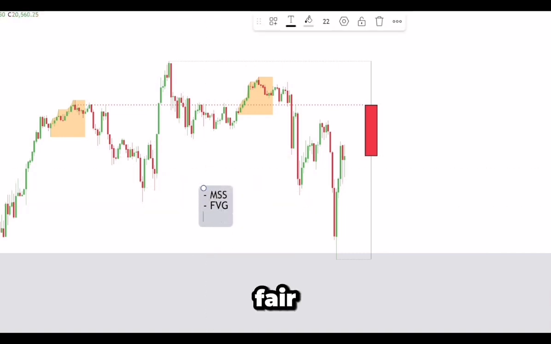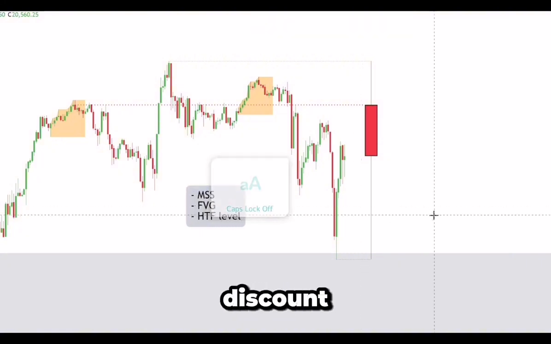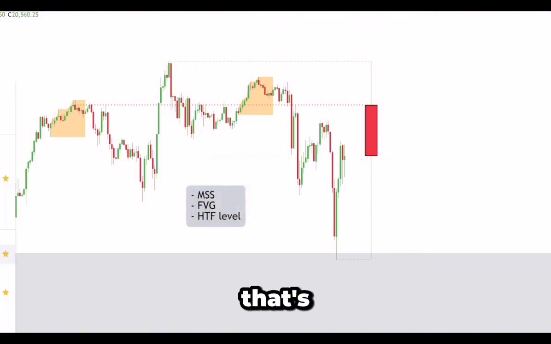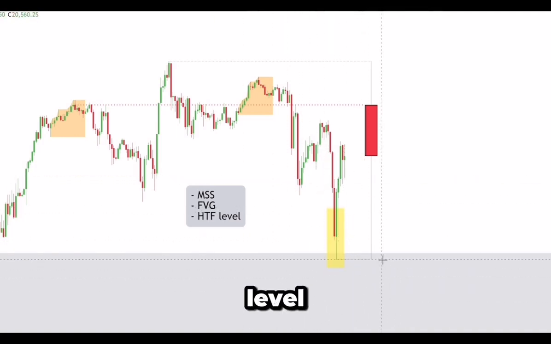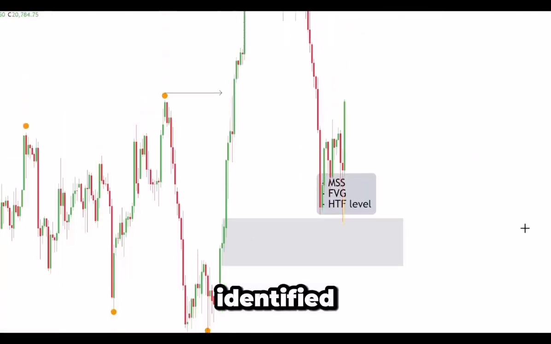You want to be looking for a fair value gap, and you want to come into some higher time frame level, such as a higher time frame discount, higher time frame fair value gap. And that's exactly what we had over here. This was that higher time frame mitigation into this level over here, which we already identified from the 4-hour.